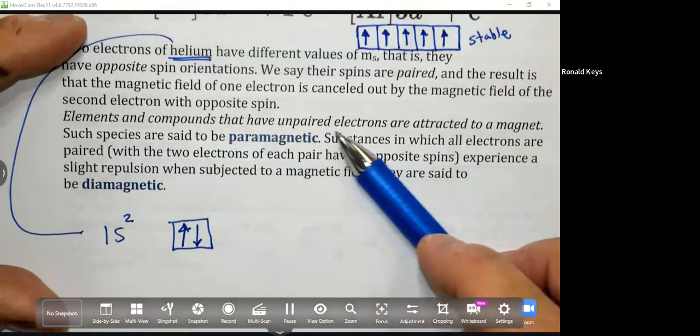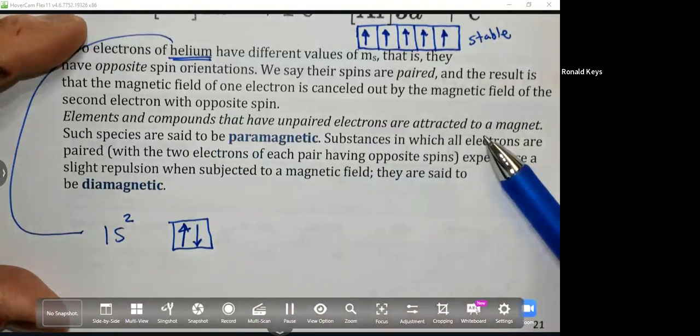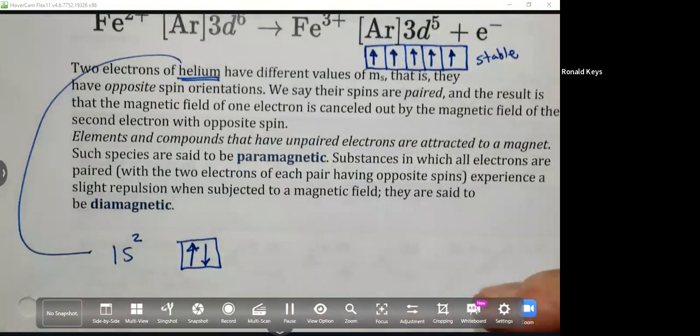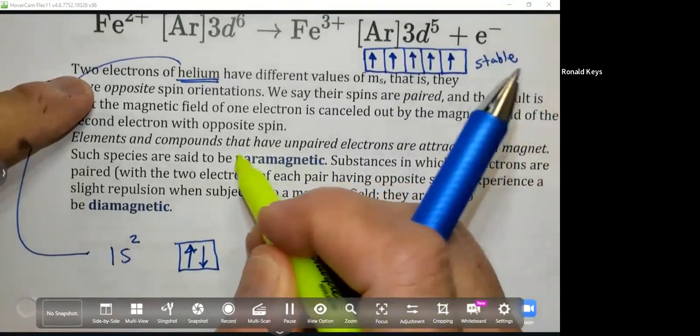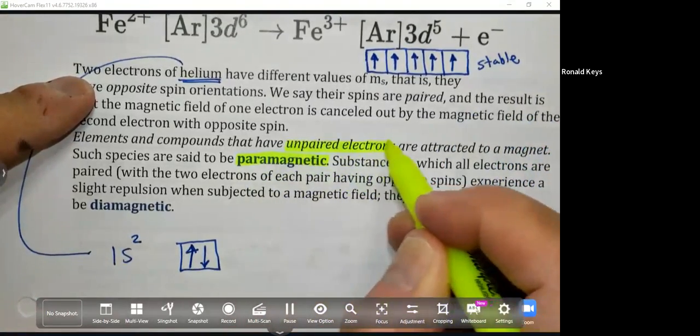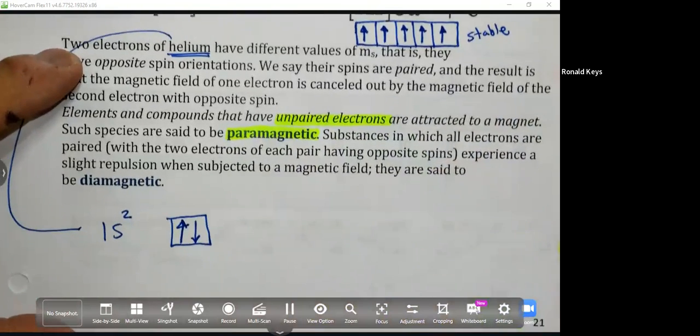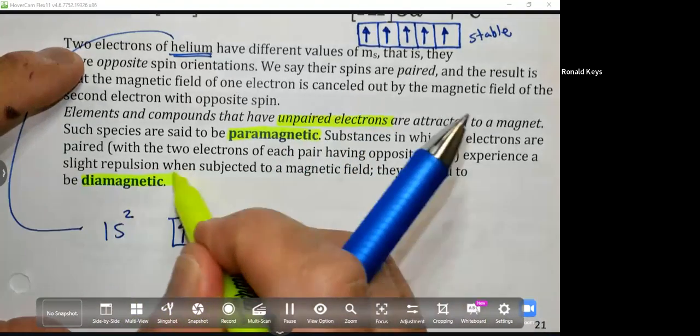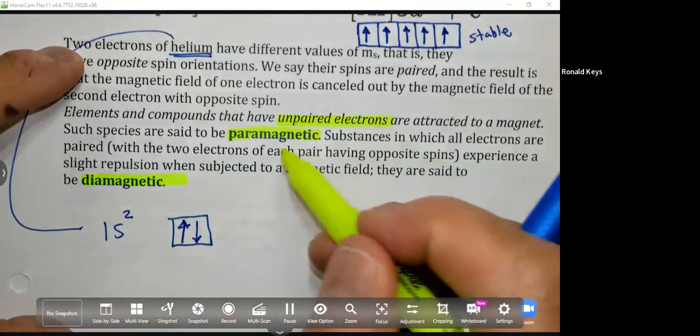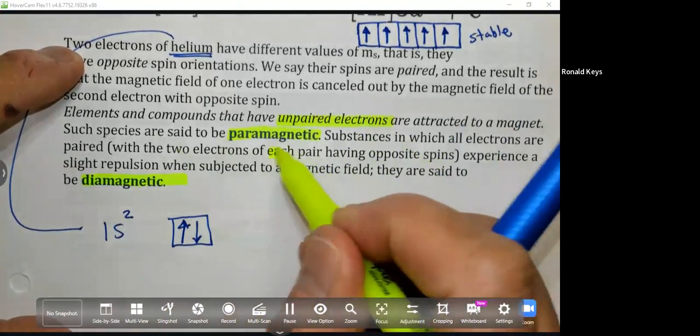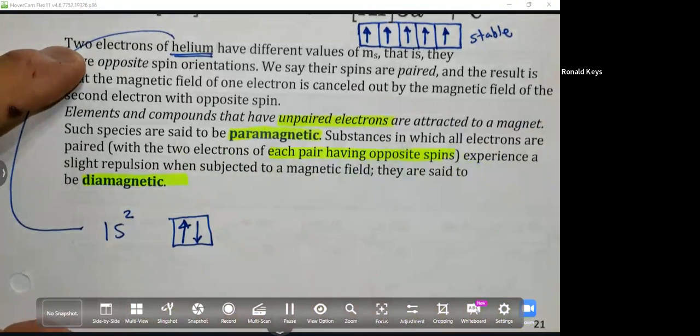Elements and compounds that have unpaired electrons are attracted to a magnet. Such species are paramagnetic. If all electrons are paired, with 2 electrons each having opposite spins, they experience a slight repulsion in a magnetic field, so they're diamagnetic. Paired with opposite spins.